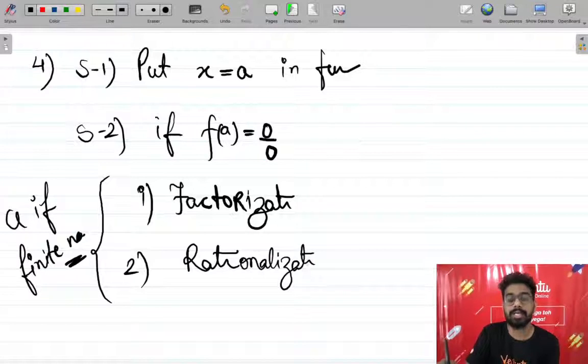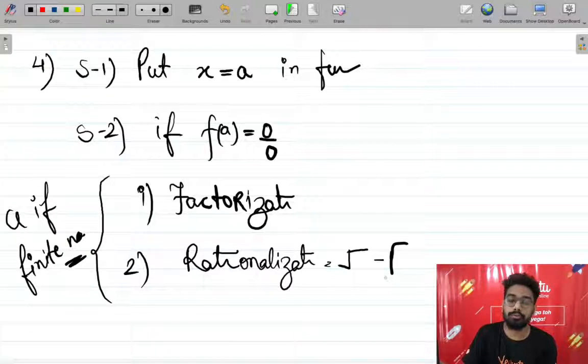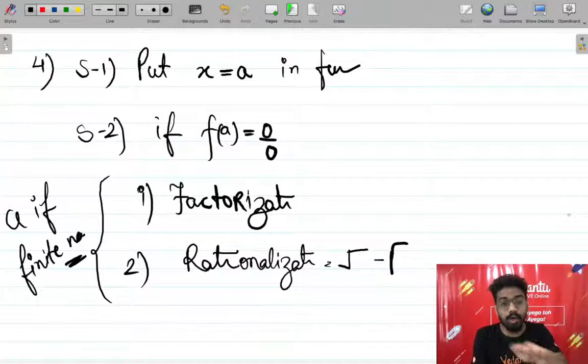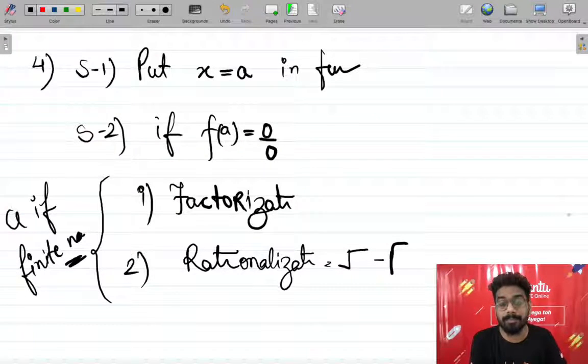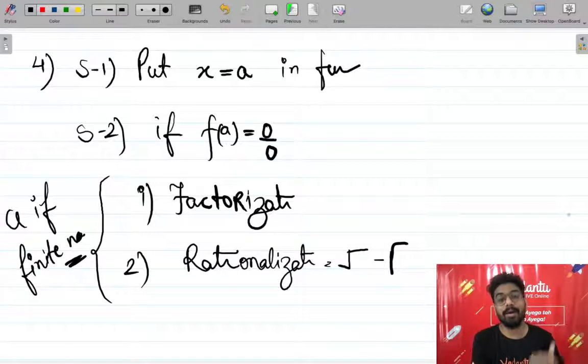What is the meaning of rationalization? That means if surely you are going to have root minus root, for sure you are going to have root minus root, and you will multiply and divide by root plus root of the same. Okay? Now how it happens, you have to go through an example. Fine. Rationalization means if you have root minus root upon root minus root, for sure you are going to have 0 by 0 form. In that case you will multiply root plus root divided by root plus root.